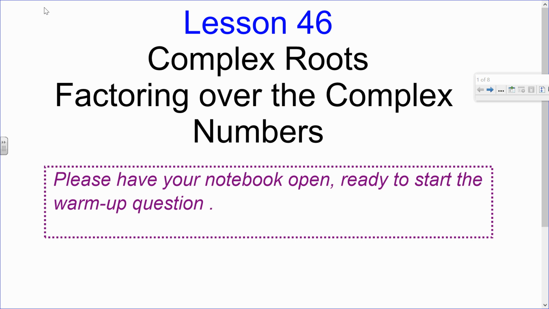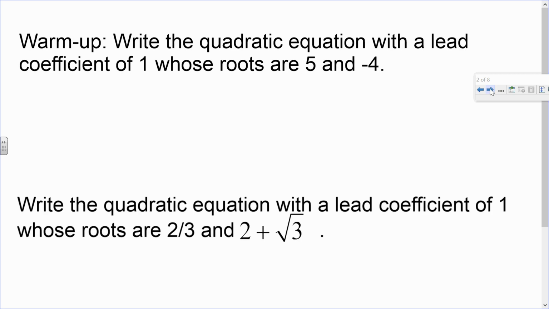So as we talk about complex roots of equations and factoring over the complex numbers, we're going to do these very similarly to problems that we have done with real roots and factoring over real numbers. A few minutes ago, I gave you these two warm-up questions.